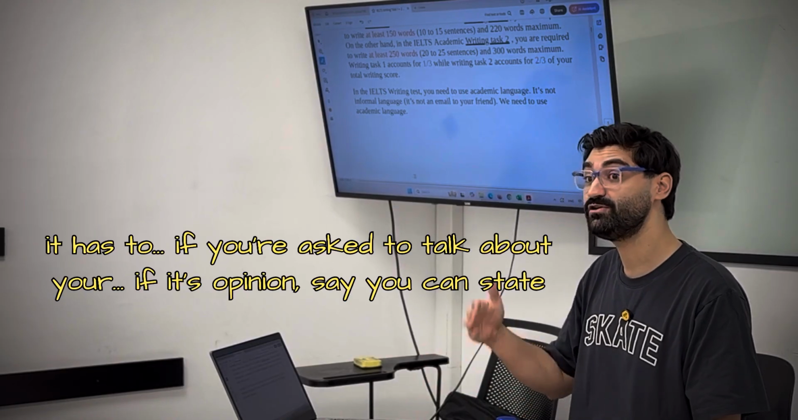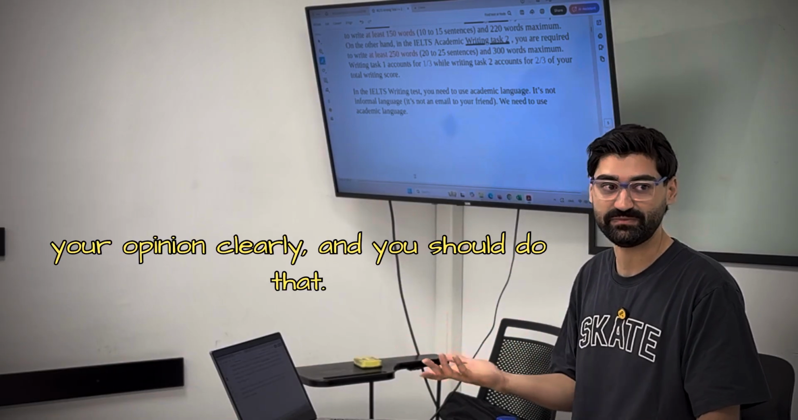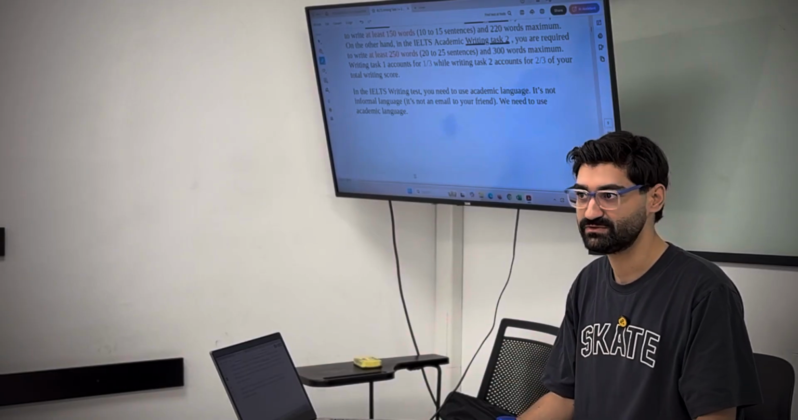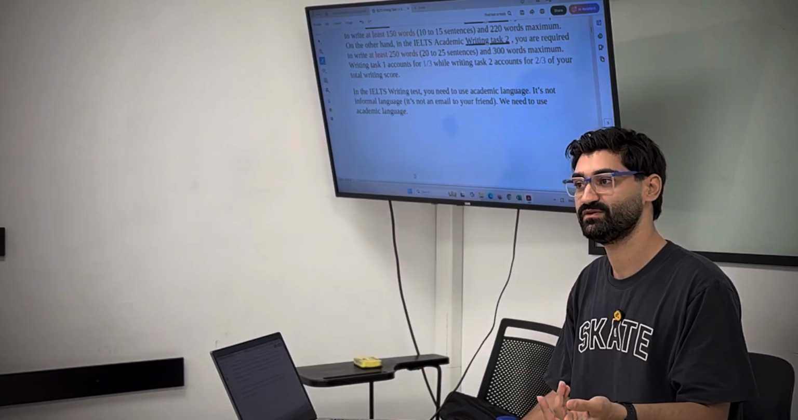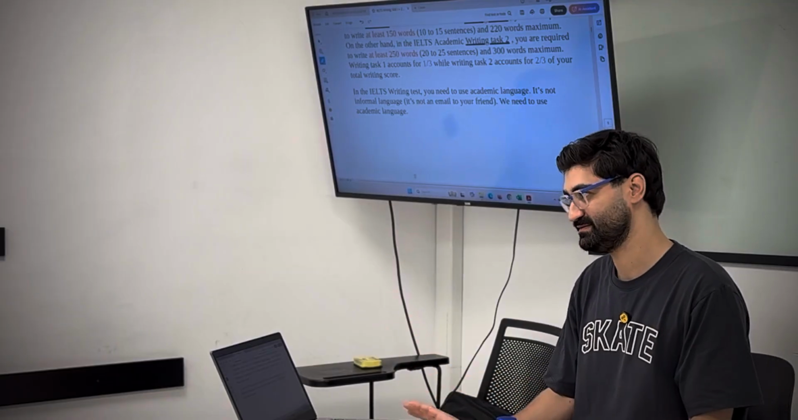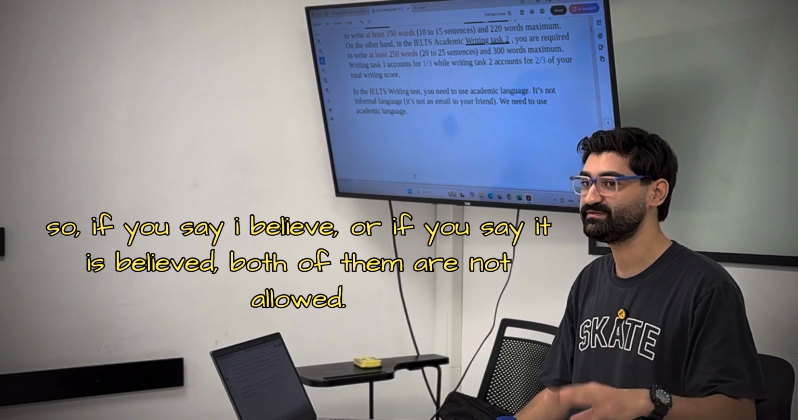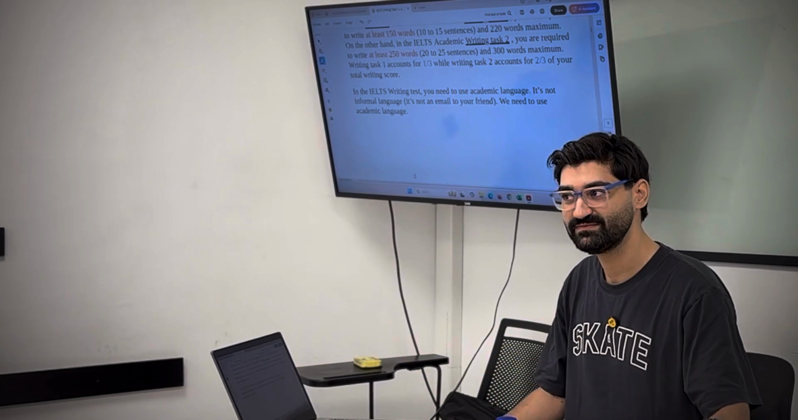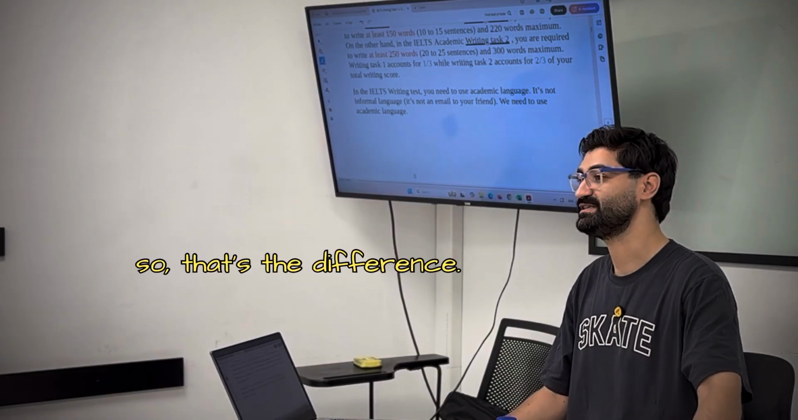In task 2, if it's an opinion essay, you can state your opinion clearly, and you should do that. Actually, you have to do that to avoid losing score. But in task 1, you only report, okay? So there's no opinion involved, whether it's yours or others'. If you say I believe, or if you say it is believed, both of them are not allowed. What's the difference between I believe and it is believed? The personal idea or a public one. Very good. So that's the difference.